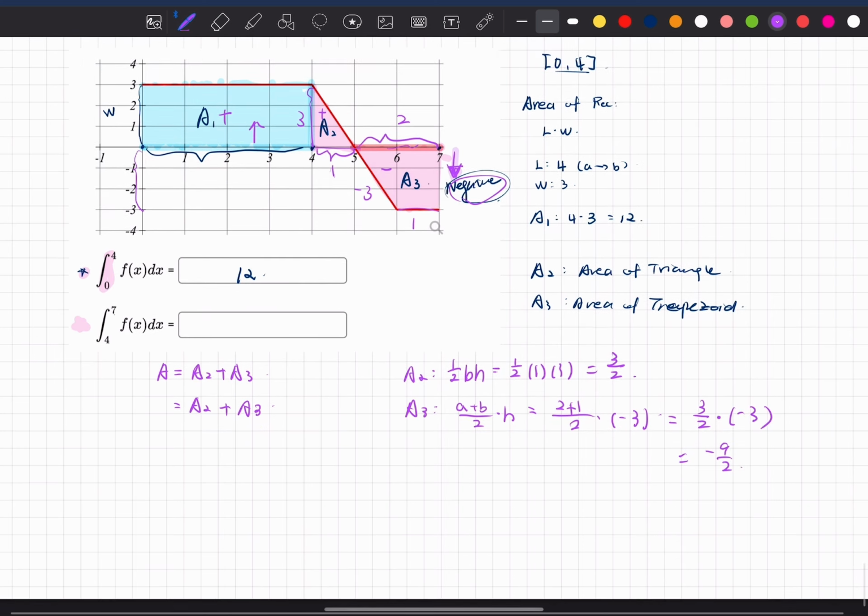And then we add them together. It's 3 over 2 minus 9 over 2, which is -6 over 2, which is -3. Don't forget about this. And that's it.